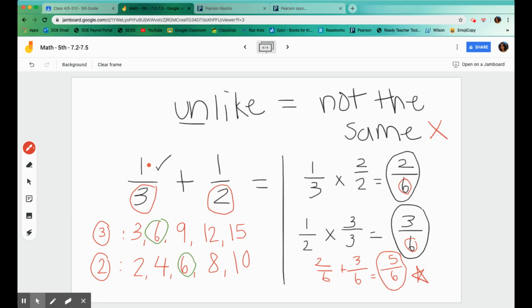So before, when I had two fractions with unlike denominators, 1/3 plus 1/2, I couldn't add them together because the 3 and the 2 are not the same. So what I did was I made a list of multiples, and then I changed these fractions into equivalent fractions so they have the same denominator. Now I can add.